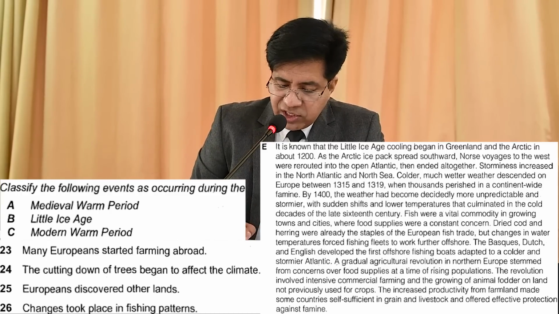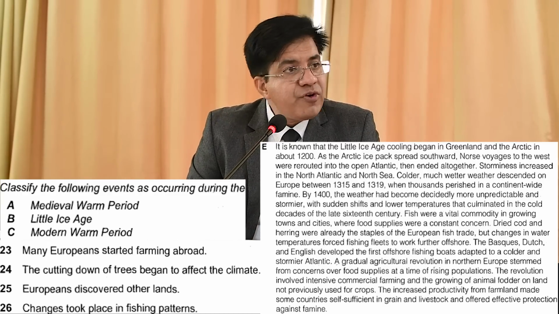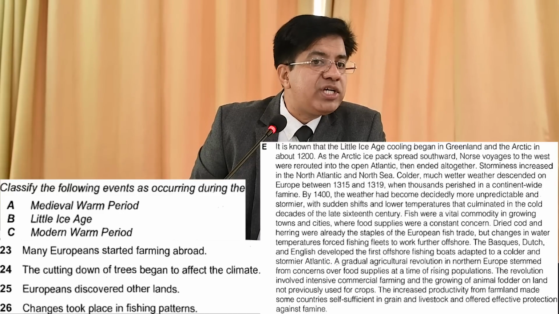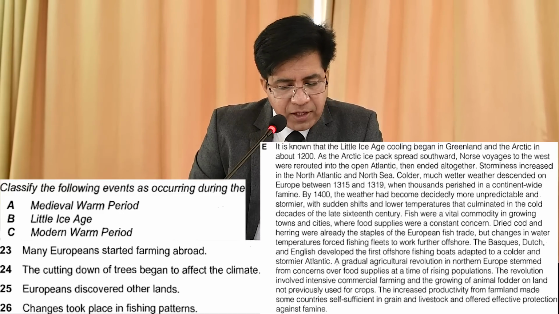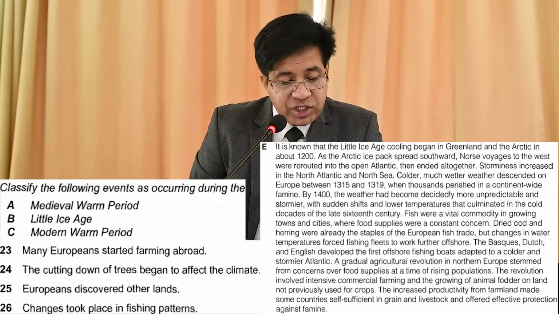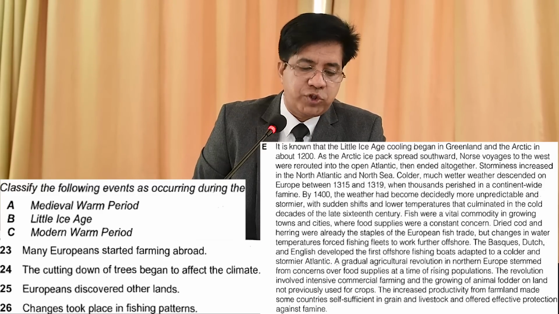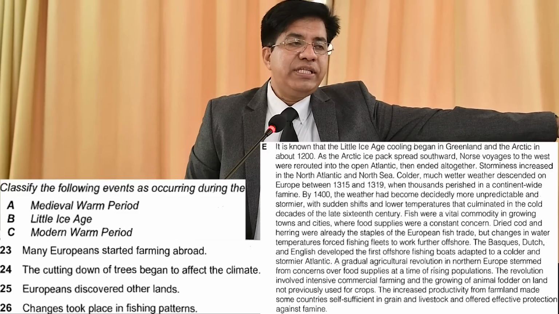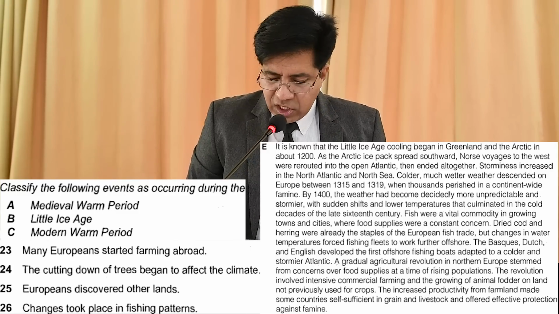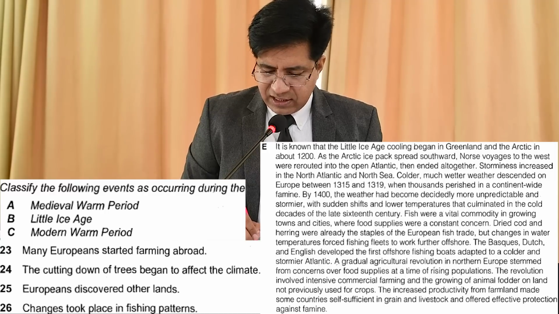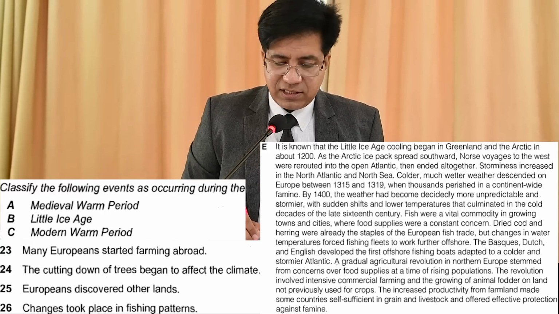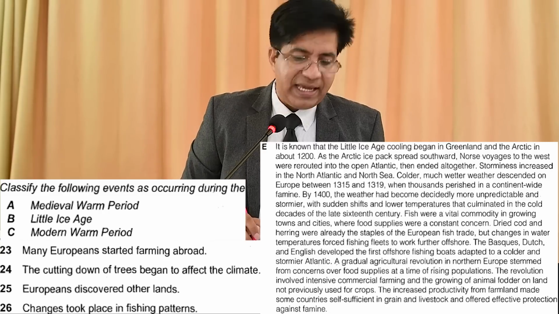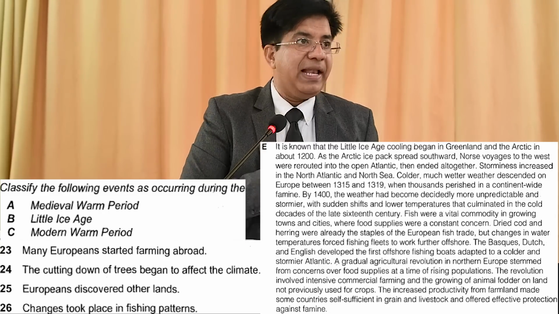26. See, changes took place in fishing pattern. If you read on, they will tell us how they changed the fishing pattern. Please read on. Dried cod and herring were already the staples of the European fish trade, but changes in water temperatures forced fishing fleets to work further offshore. So further offshore means they went far into the sea. So these were the changes in fishing patterns. So for question number 26, answer is B, because it is little ice age. Now cross 26 as well.